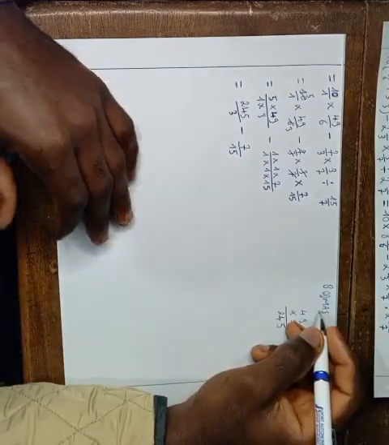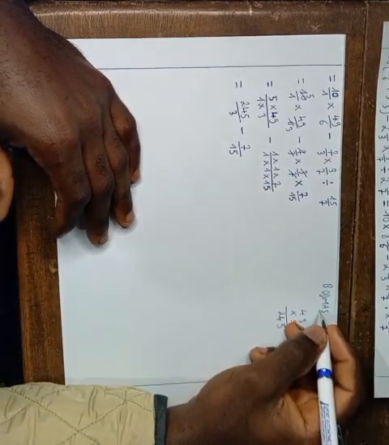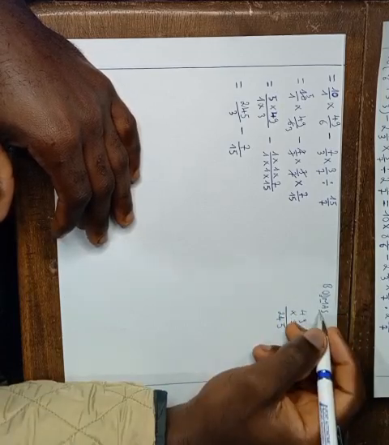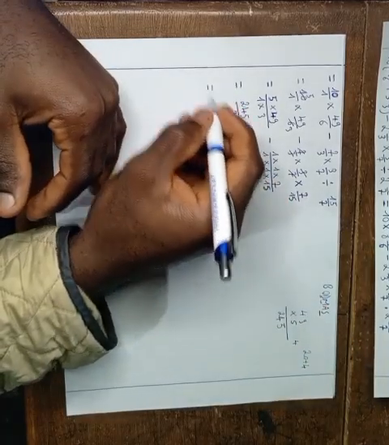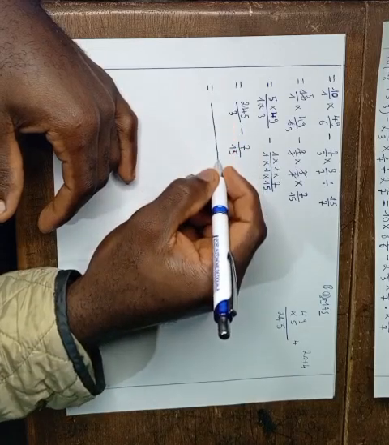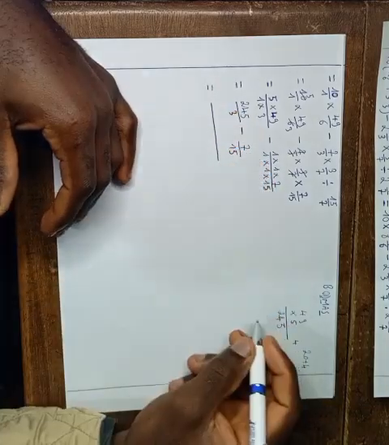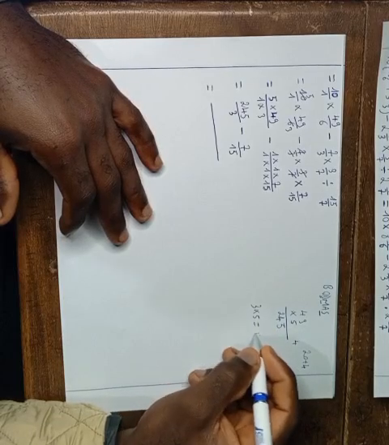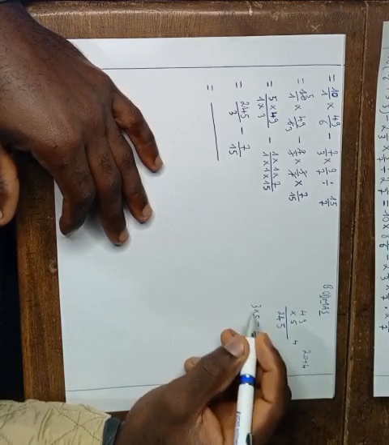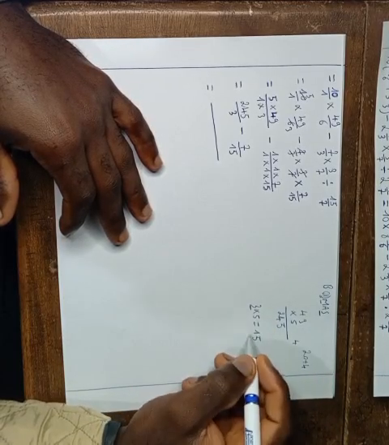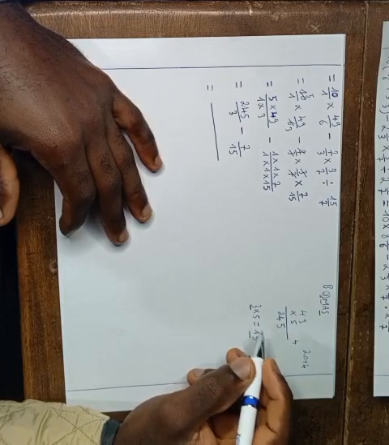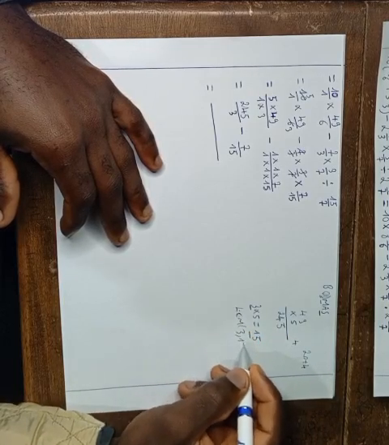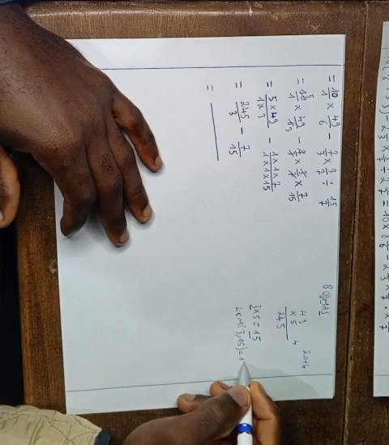Next, we have to perform the last operation, which is subtraction. There is no addition. We are already done with multiplication, so we go now to subtraction. Next, we have to find the LCM of 3 and 15. You know, 3 times 5 gives us 15. 3 is a factor of 15. Therefore, the LCM of 3 and 15 is simply equal to 15.